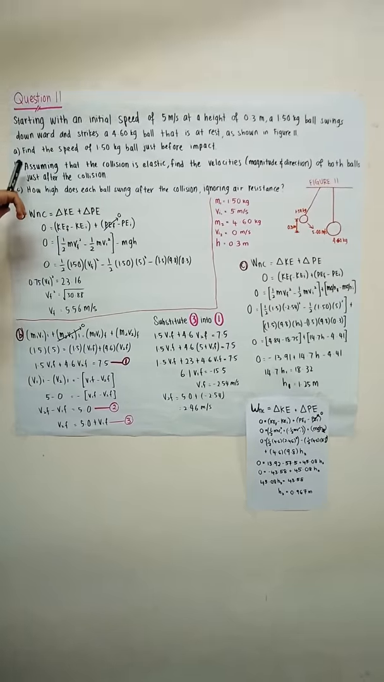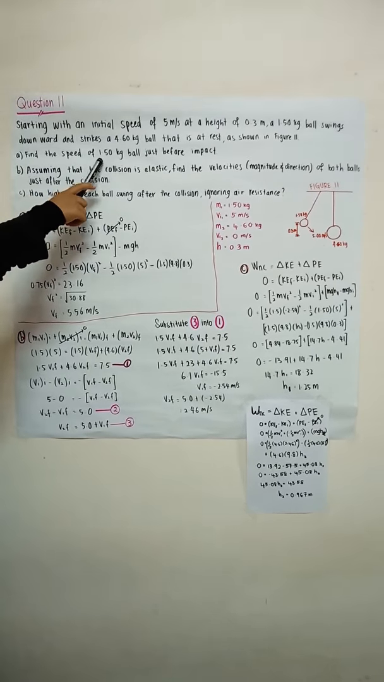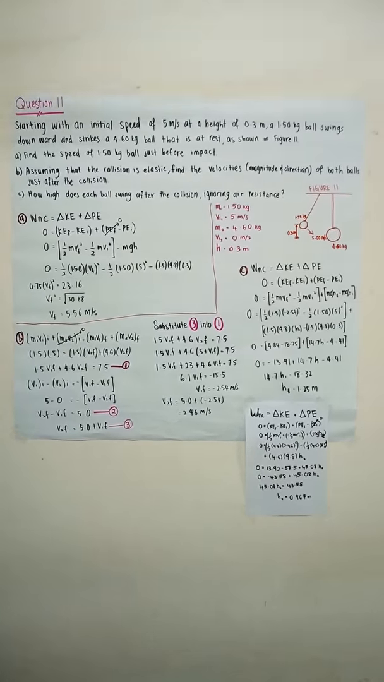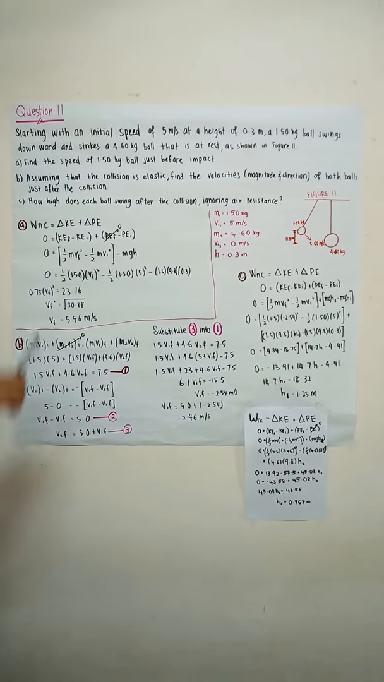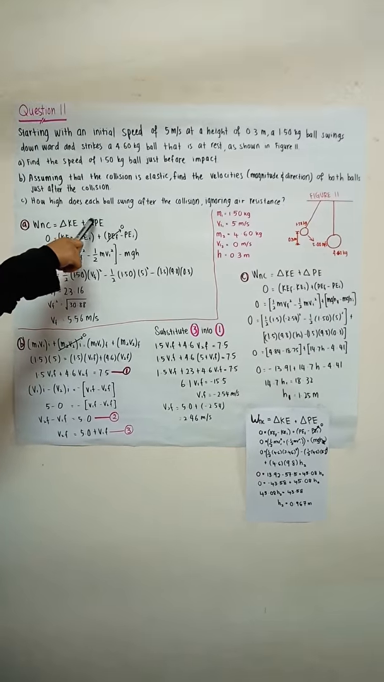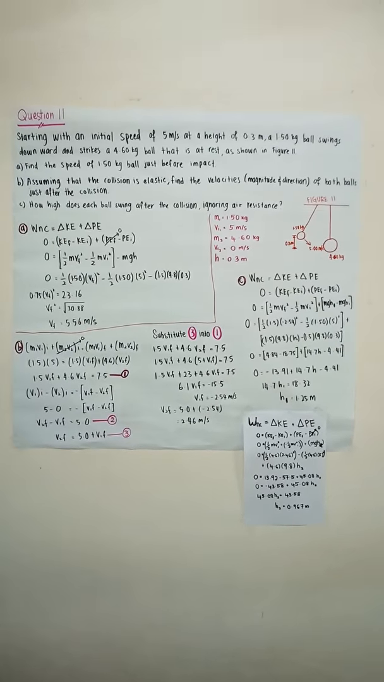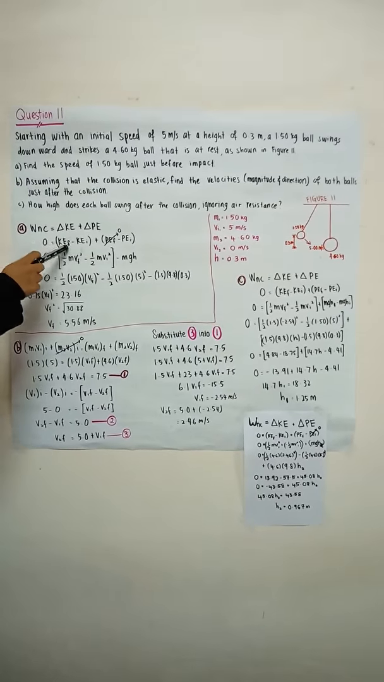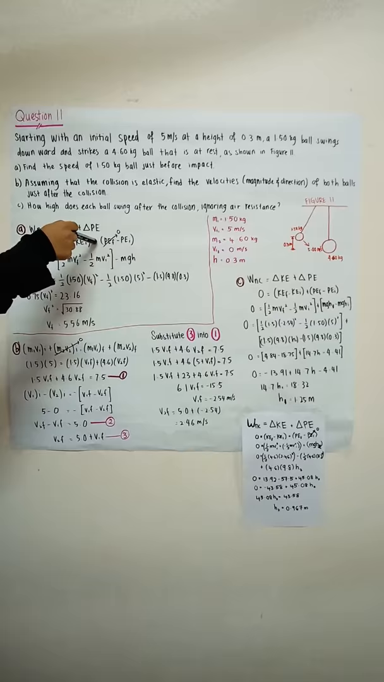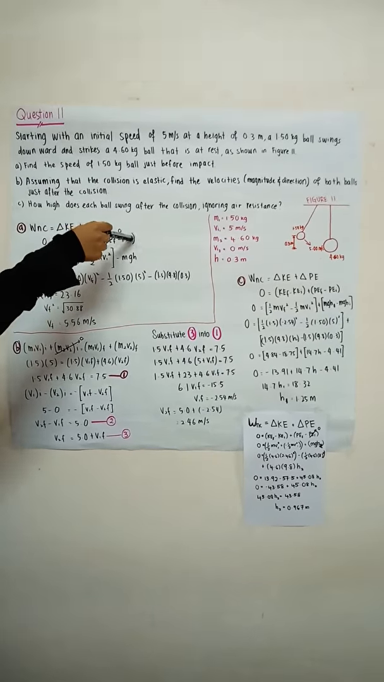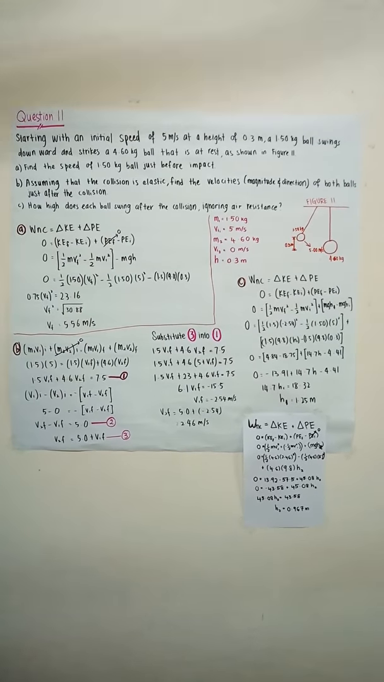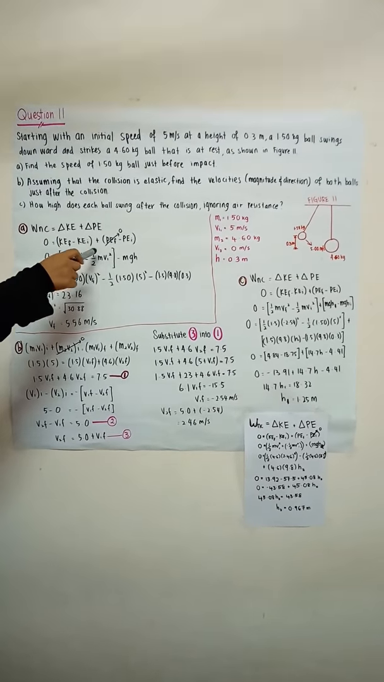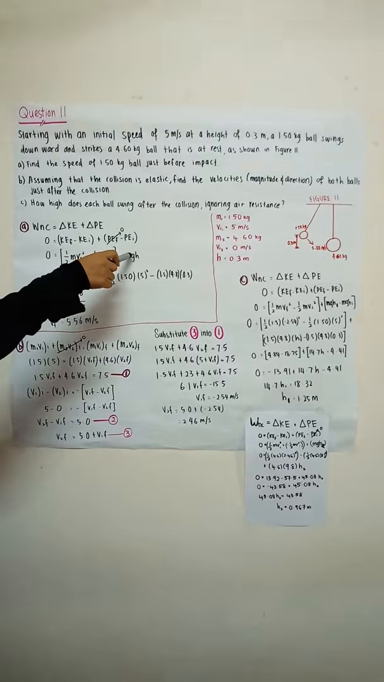For question A, we need to find the speed of the 1.5 kg ball just before impact. This is the work-kinetic theorem, so we will use delta KE plus delta PE. This is also frictionless, so the non-conservative work is equal to 0. KE final minus KE initial plus PE final minus PE initial. PE final is 0. So the formula is half m v final squared minus half m v initial squared minus mgh.